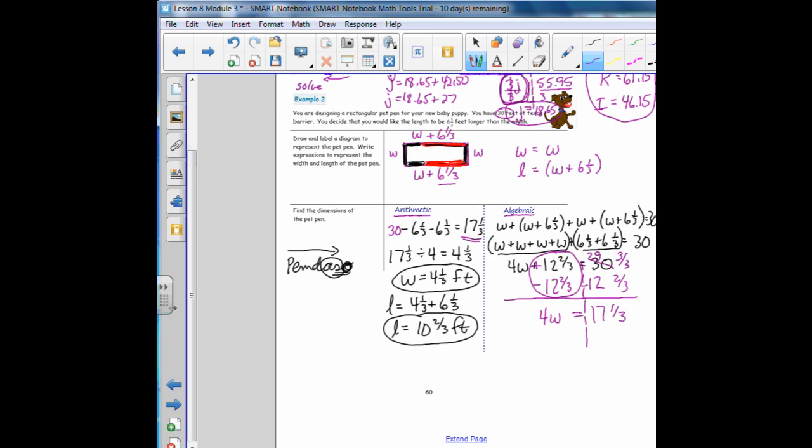Now, using an if-then statement, if these are equal to begin with and you divide by the same number on both sides of the equation, it will remain equal.